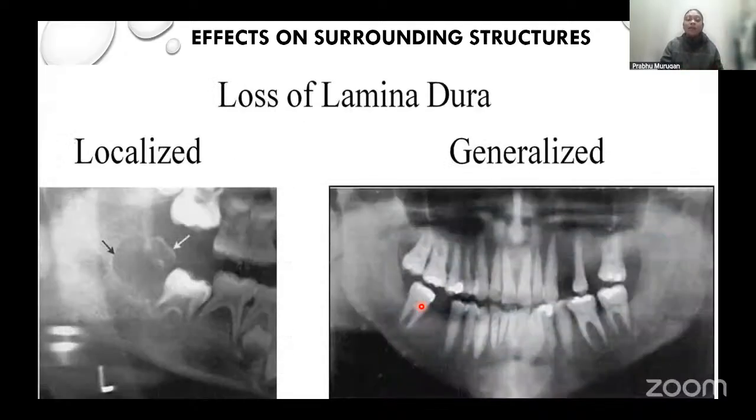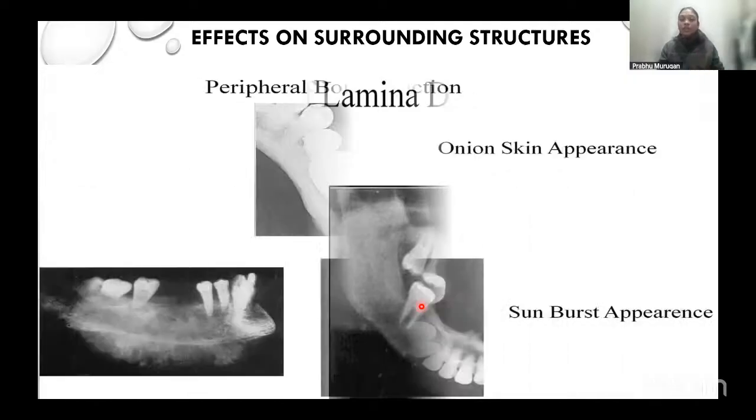Okay, lamina dura. Lamina dura is not a structure, but I think you're familiar with the peripheral eggshell effect. Today only I taught you. Because of the peripheral eggshell effect only, this lamina dura is a noticeable feature. So there can be localized loss of lamina dura or a generalized loss of lamina dura.